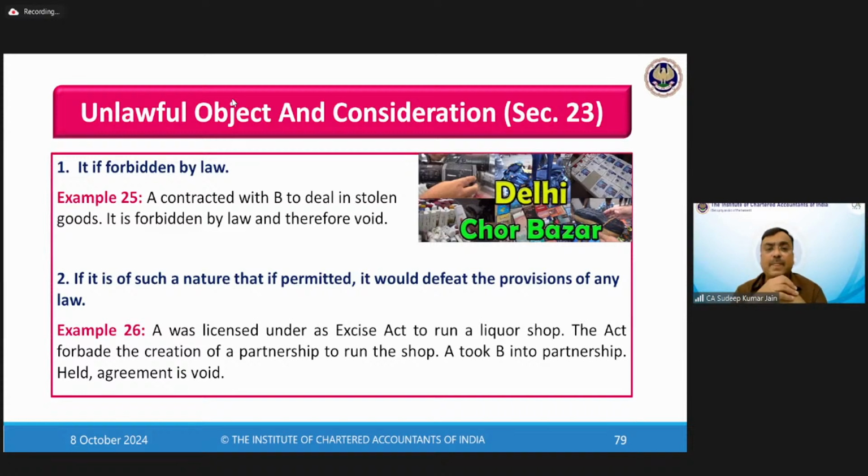Second, if it is of such a nature that if permitted, it would defeat the provisions of any law, meaning it is not directly prohibited by law, but indirectly prohibited by law. Even in that case, it is unlawful and the contract is void. See example number 26.